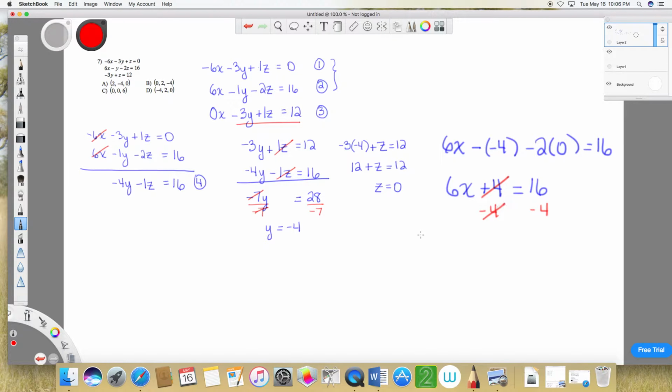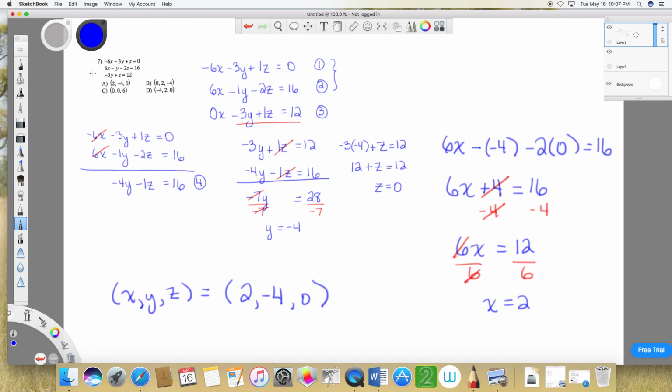So if we subtract 4 from each side, then we have 6x is equal to 16 minus 4 is 12. And in my second step, my first step was subtract 4 from each side. Now divide each side by positive 6, and we have our solution to this equation. x is equal to 2. So we have found that the system of linear equations, these 3 planes in 3-dimensional space, all intersect at the point 2, negative 4, 0, and that is choice A.